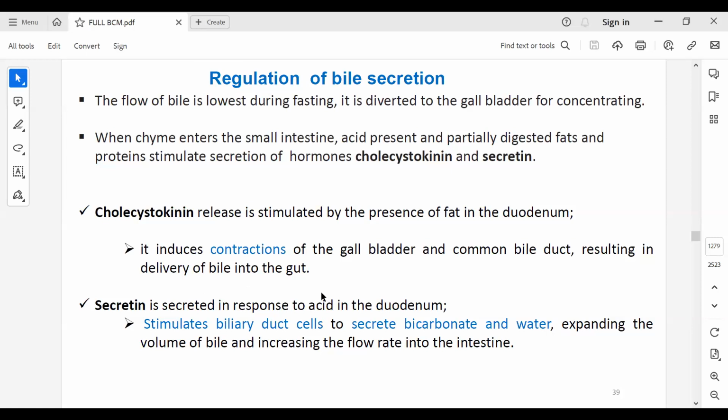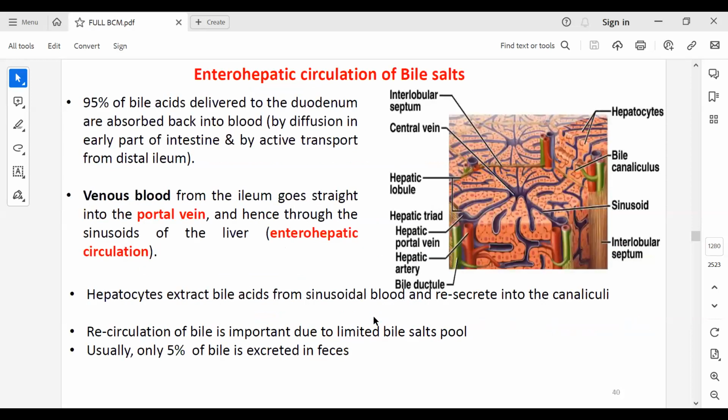Secretin again is secreted due to acid in the duodenum, and it stimulates the biliary ducts to secrete bicarbonate and water. 95% of the bile acid delivered to the duodenum is absorbed back into the blood. Venous blood from the ileum goes straight to the portal vein and hence through the sinusoids of the liver.